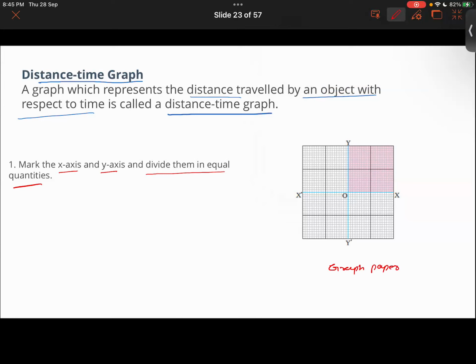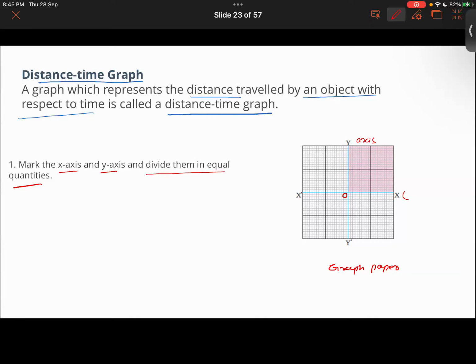Okay, you will mark the x-axis here, the y-axis and O. Let me highlight here, this horizontal line will be called the x-axis. And you will also draw a vertical line. This vertical line will be called the y-axis, right?